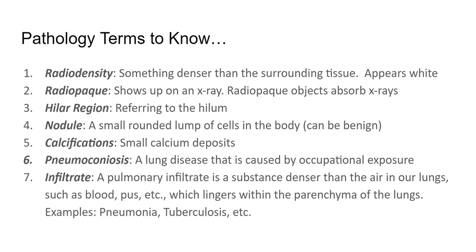So examples of infiltrates, you may see an infiltrate if the patient has pneumonia or tuberculosis. So it's this substance within the parenchyma of the lungs. And it's abnormal. It's typically concerning, like, why, that shouldn't be there. These are all terms that you will hear as we describe our pathology. So I wanted to introduce them to you now.